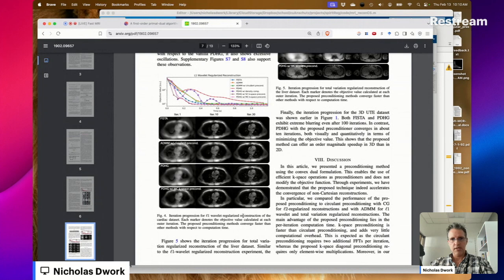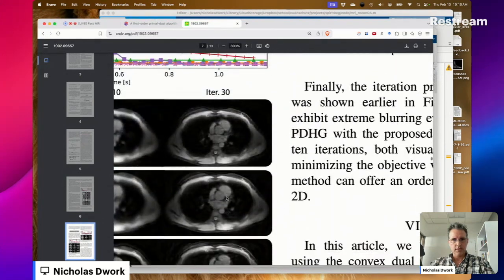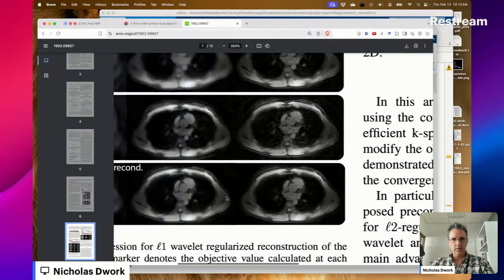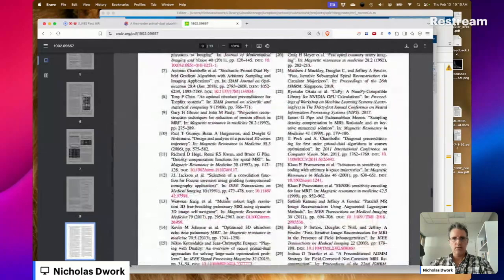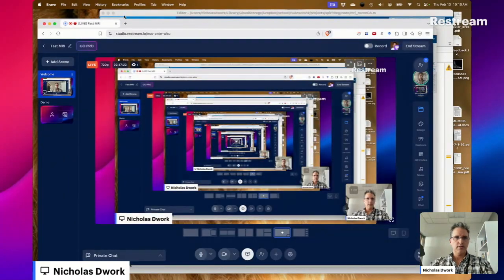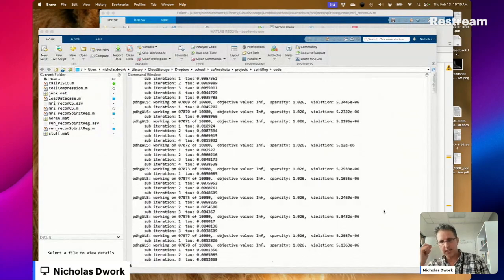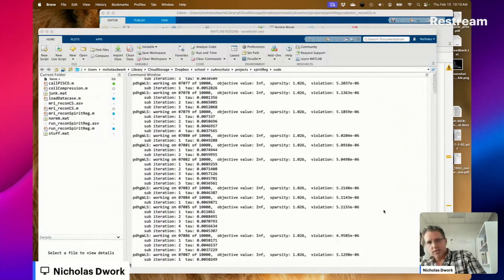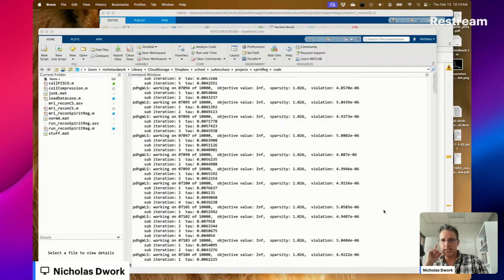PDHG with case-based preconditioners. That looks pretty good. Actually, does it look different? I don't know. Gonna have to read that. We're now at 7,000 iterations and we're down below 1 times 10 to the negative 5. We're at a constraint violation of 5 times 10 to the negative 6.